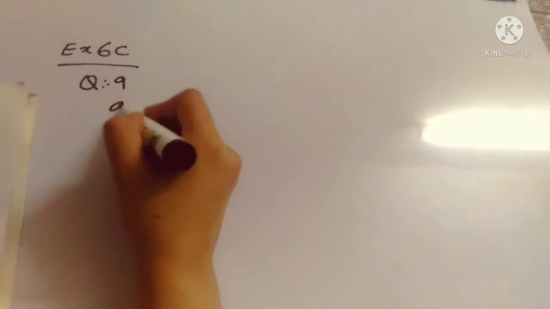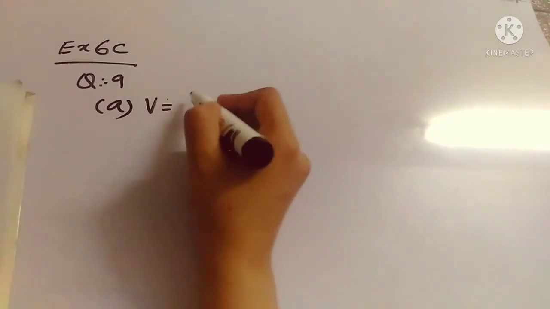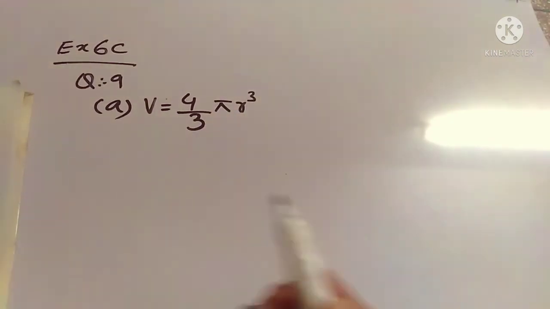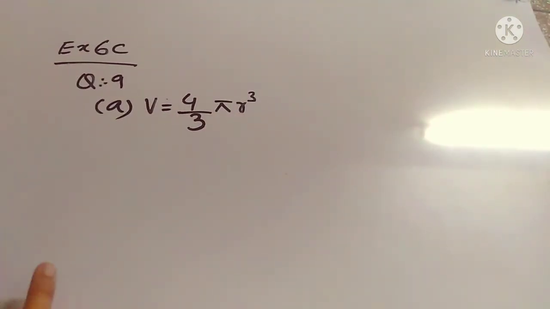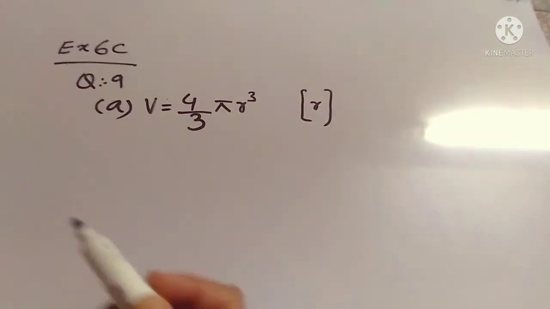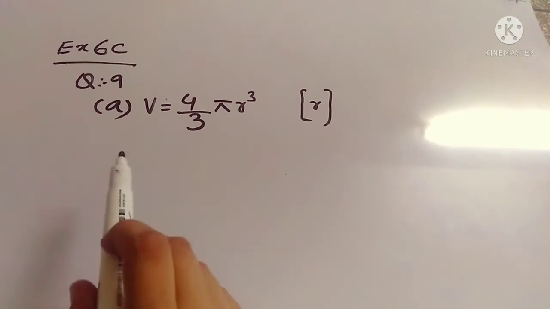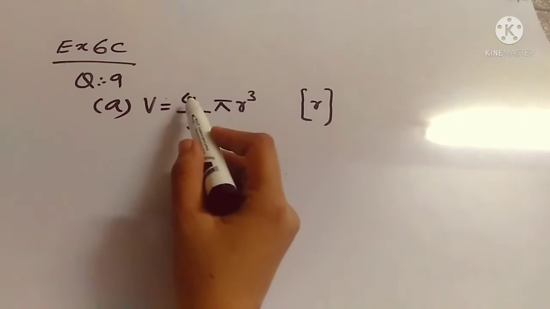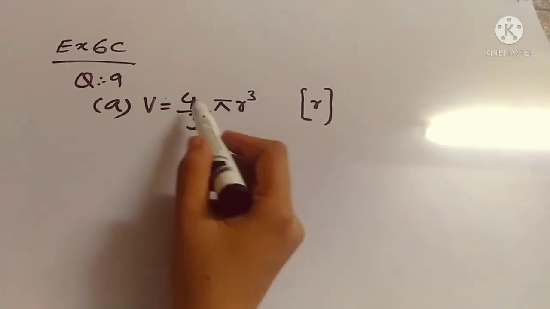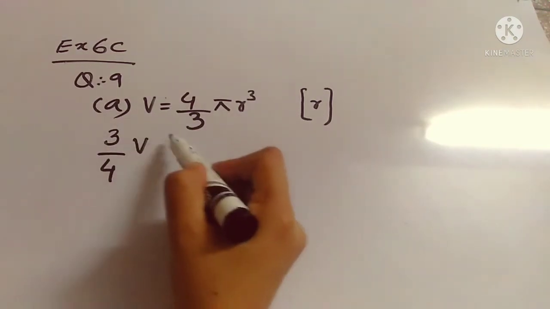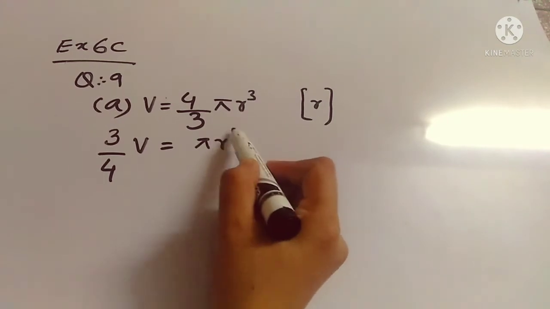Alright, part A is V is equal to 4 over 3 pi r cube. What we need to do in this part is make r the subject, okay? So we'll move the other things to the left hand side. This 3 is dividing over here and this 4 is multiplying over here. So I will move this to this side. It's 4 by 3. When it comes to this side, it becomes 3 by 4v. What's left over here is pi r cube.